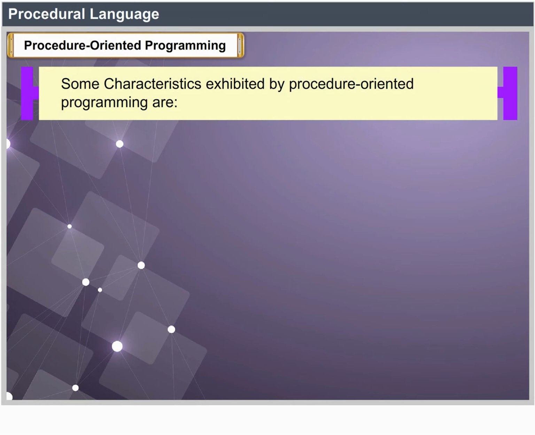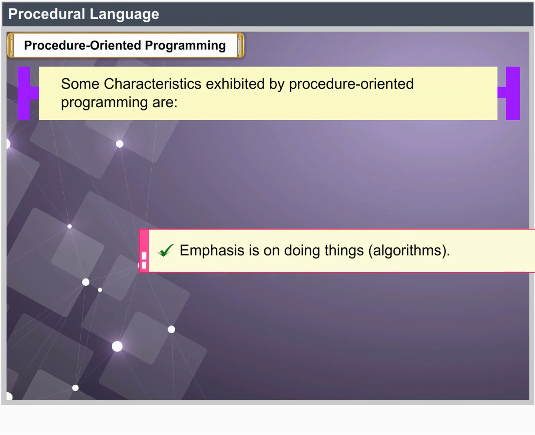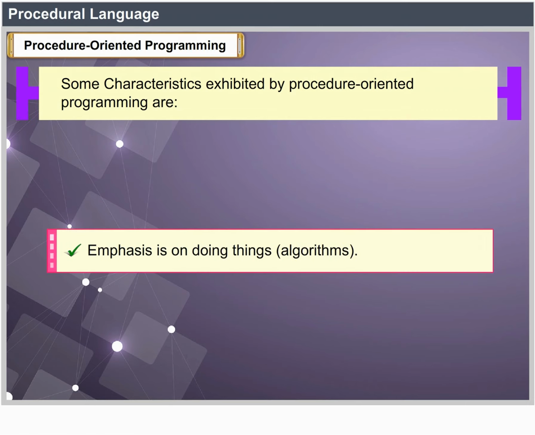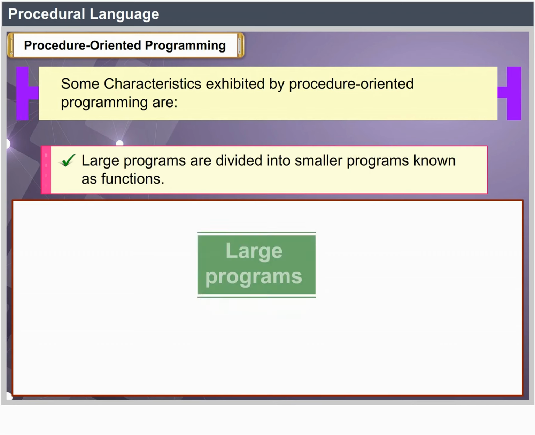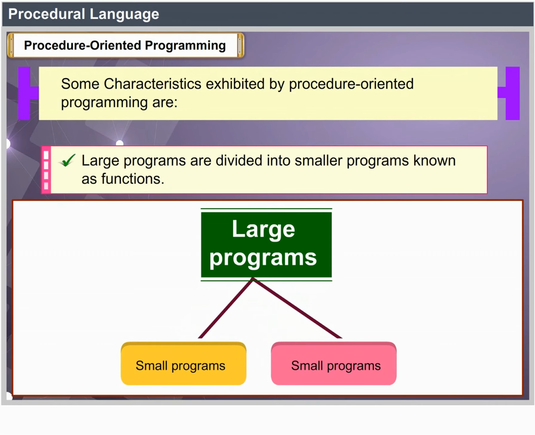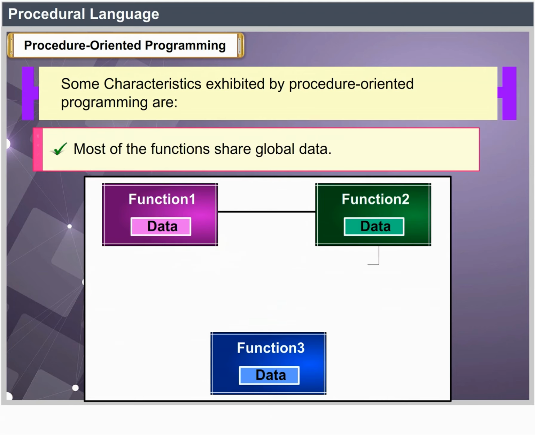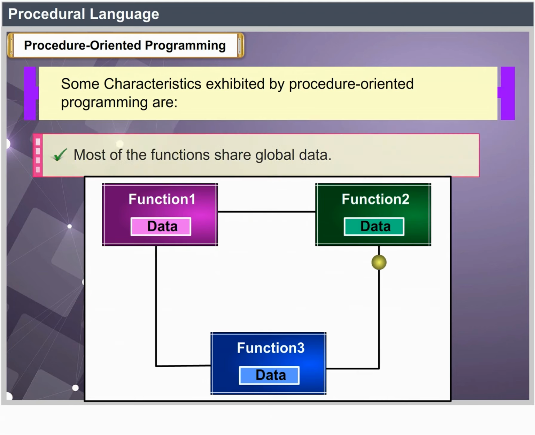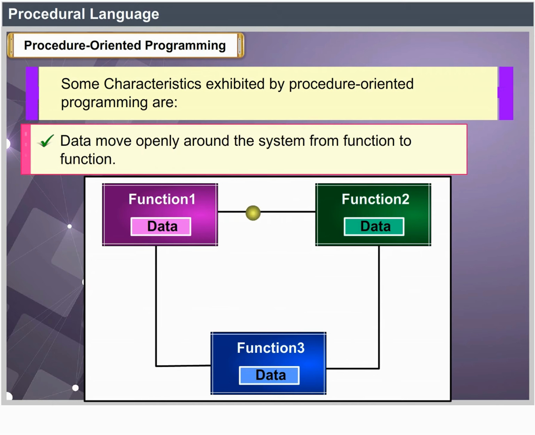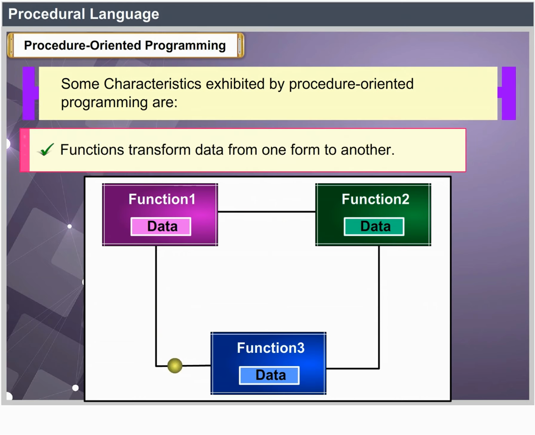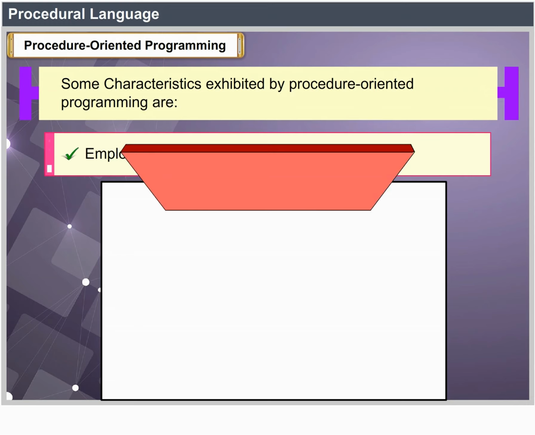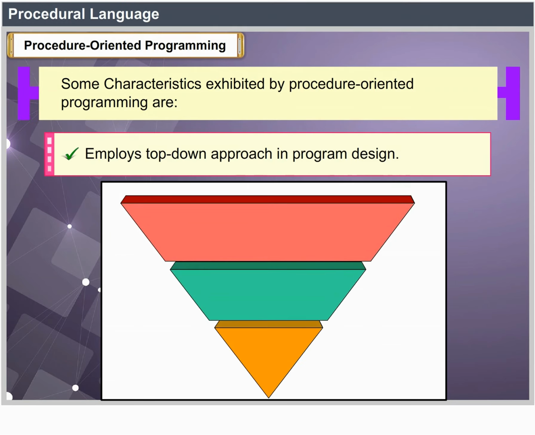Some characteristics exhibited by procedure-oriented programming are: emphasis is on doing things, algorithms. Large programs are divided into smaller programs known as functions. Most of the functions share global data. Data move openly around the system from function to function. Functions transform data from one form to another. It employs a top-down approach in program design.